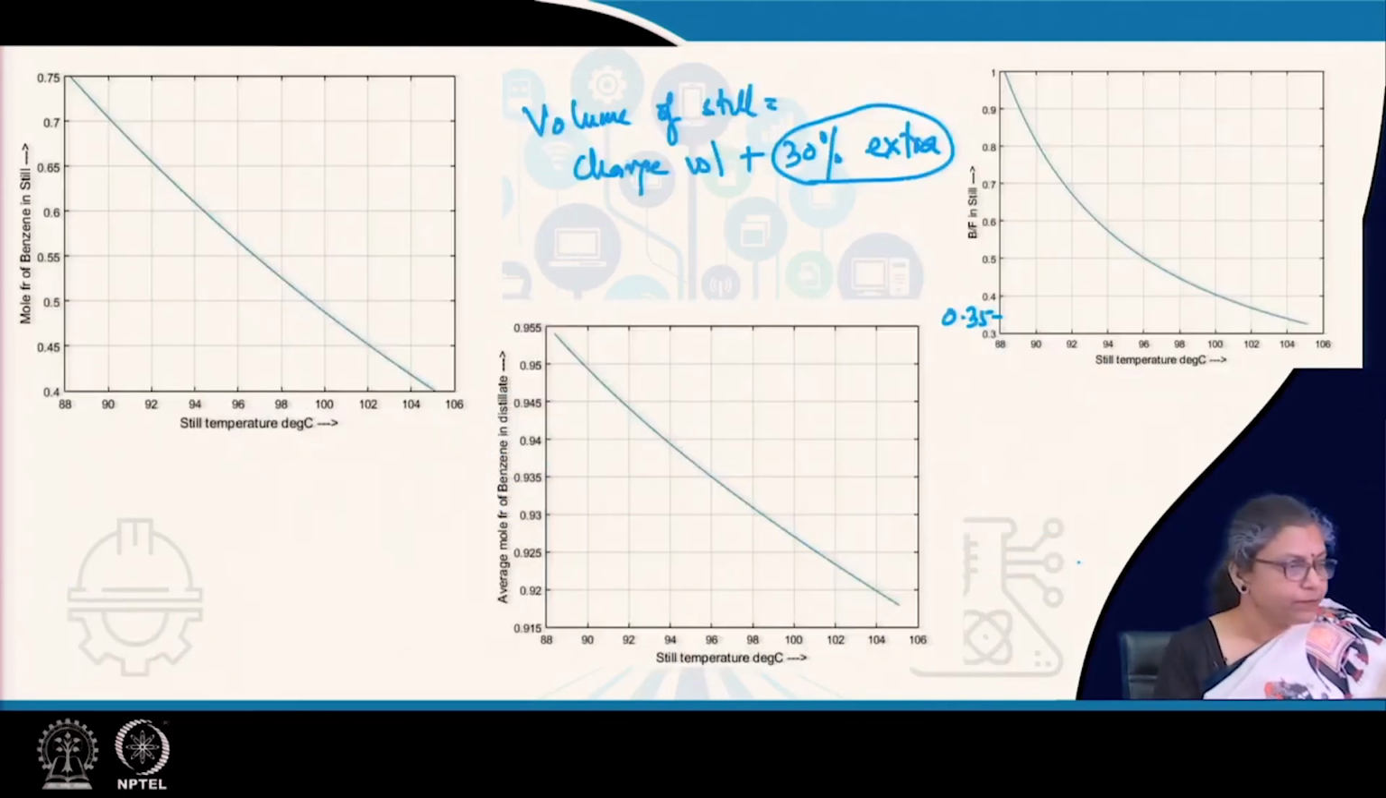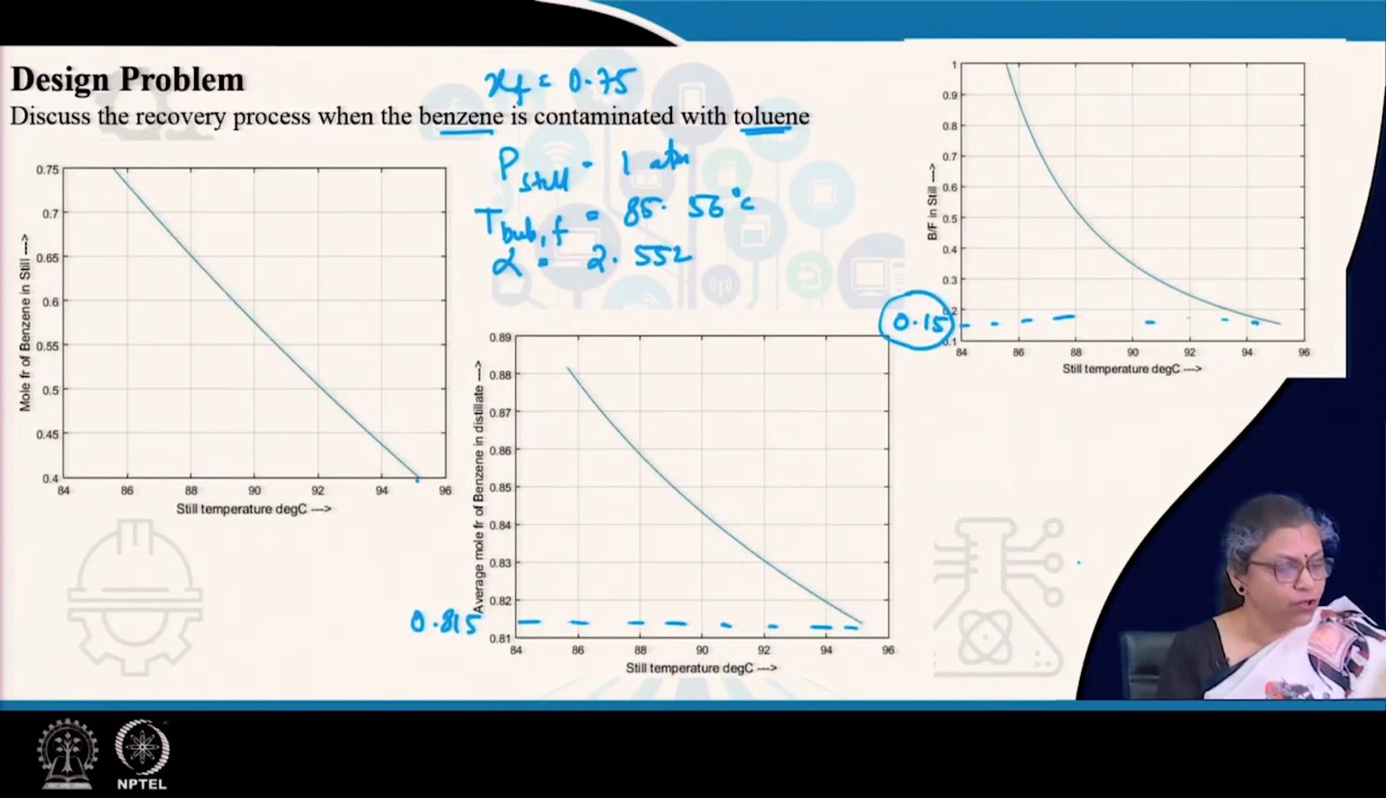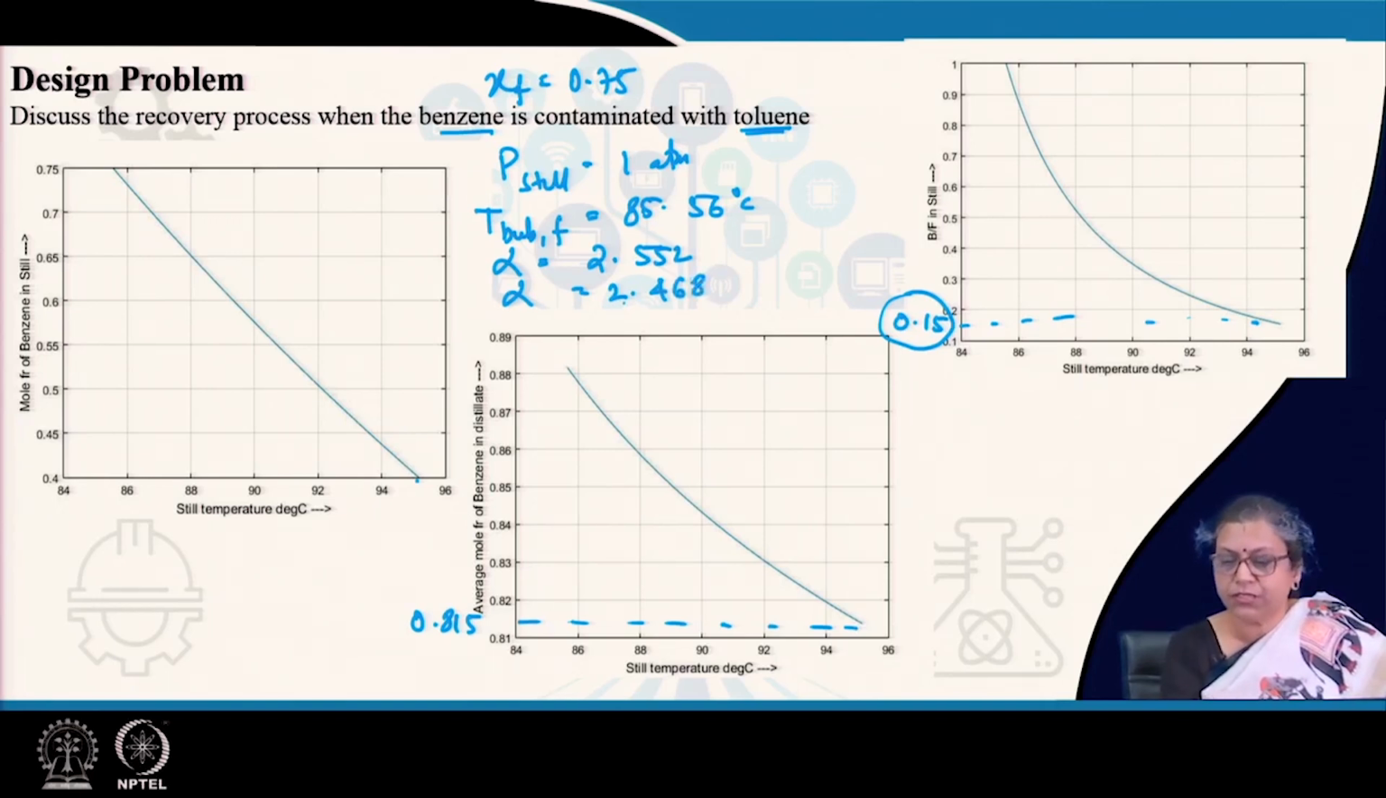For the case of toluene also, we had made the check. They were not extremely different. Initial alpha was 2.552, the end alpha was 2.468. So in this case also the curves had been generated with an alpha average, but if you do it with the initial alpha also, it is not bad.